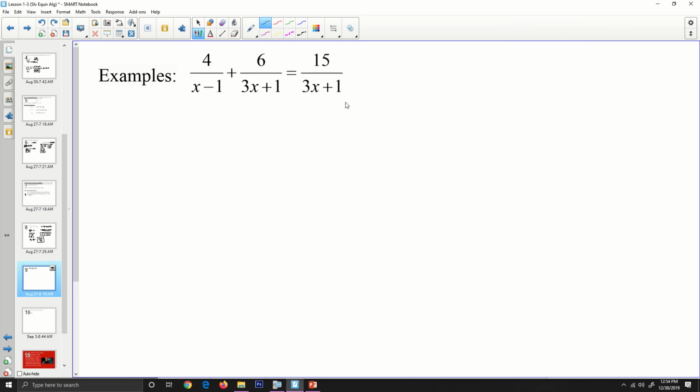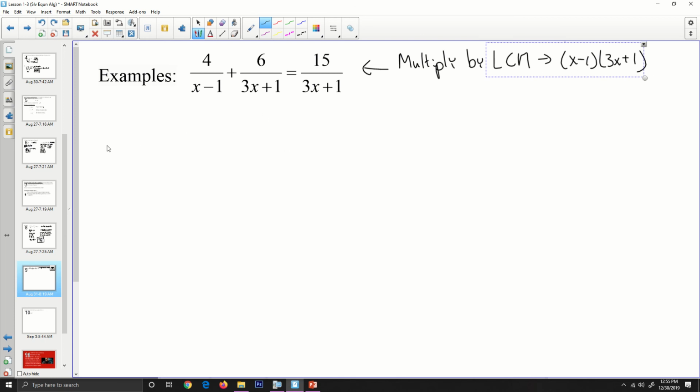And so in this particular one, I don't have a common denominator. All right, and so what I'm going to do here is multiply by the least common multiple, LCM. And in this case, the least common multiple is going to be x minus 1 times 3x plus 1. Now I could multiply this all out, but I don't think I'm going to have to.